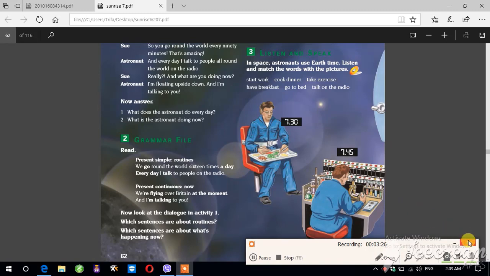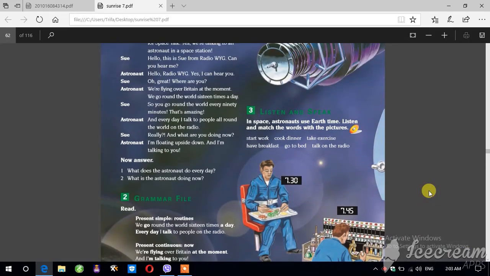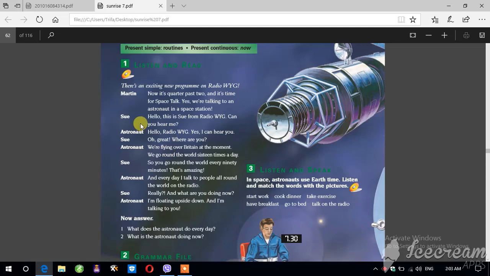And if we go back to the dialogue, we have Sue, astronaut, and Martin. Look at the examples. They are talking with each other. Now they are talking and they talk about some things that they do in your life. It means it will be routines.